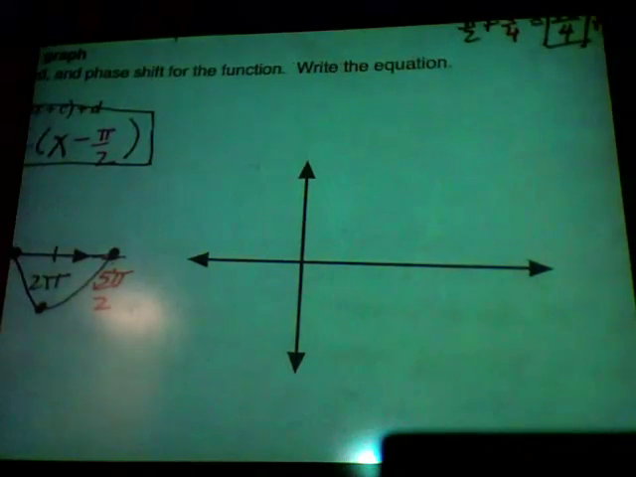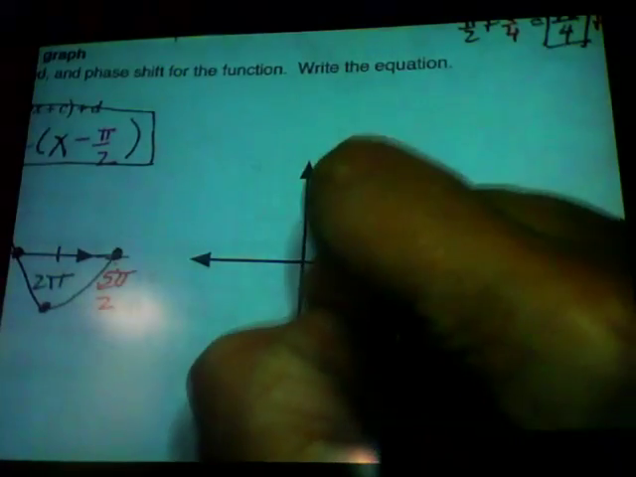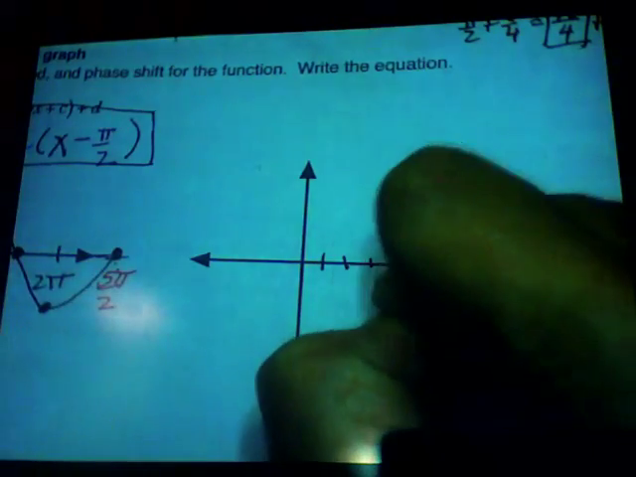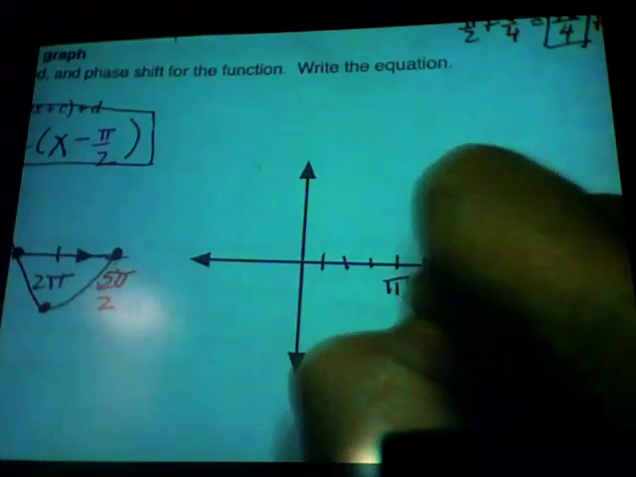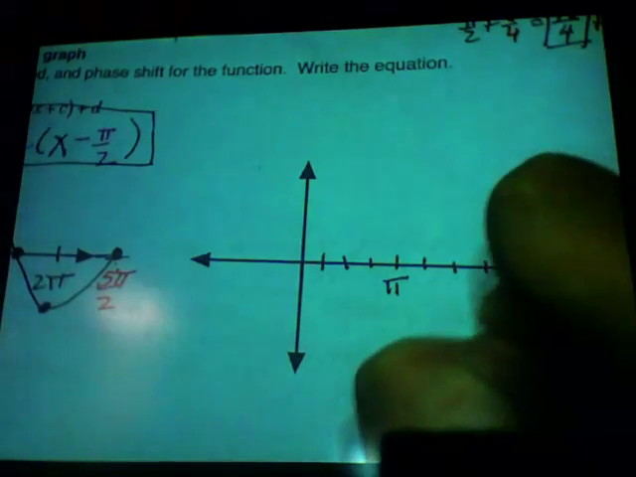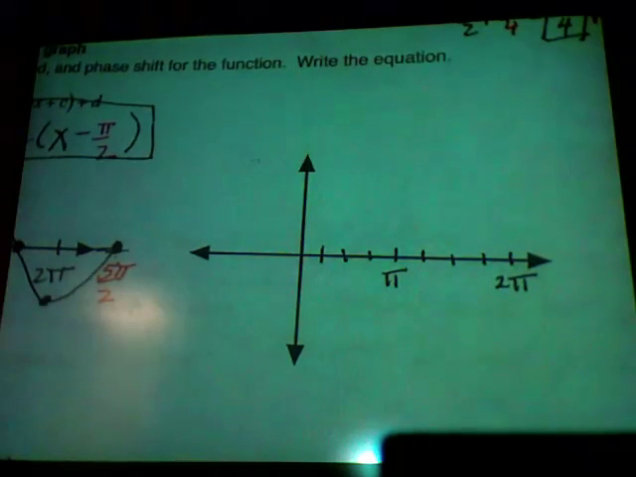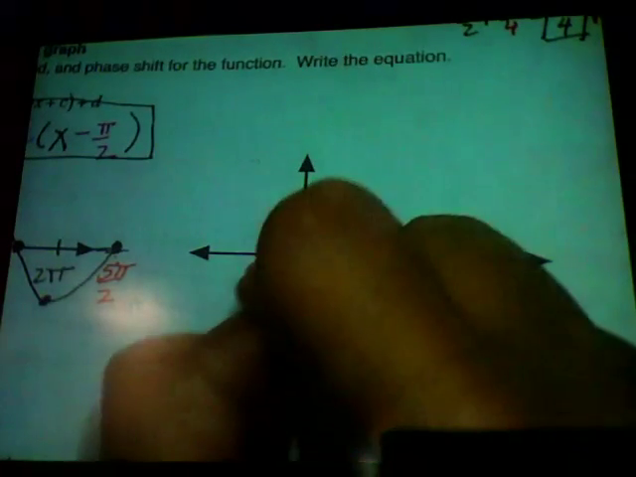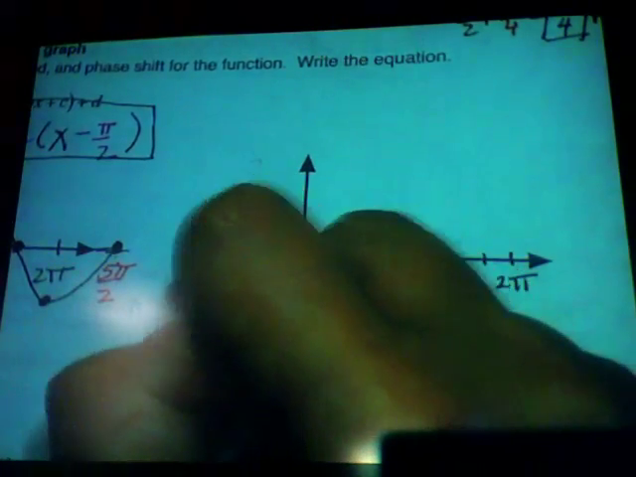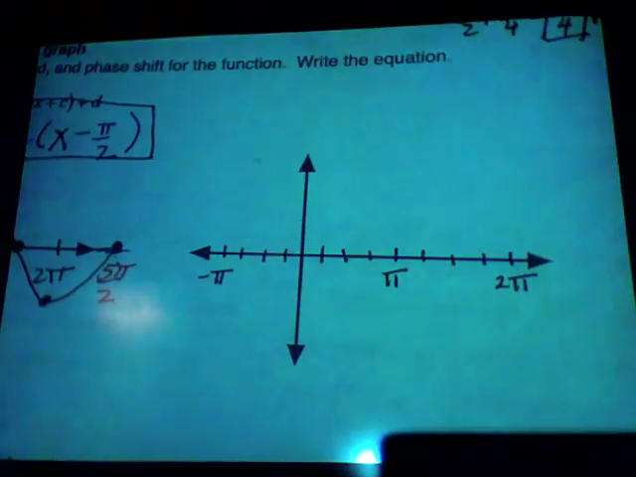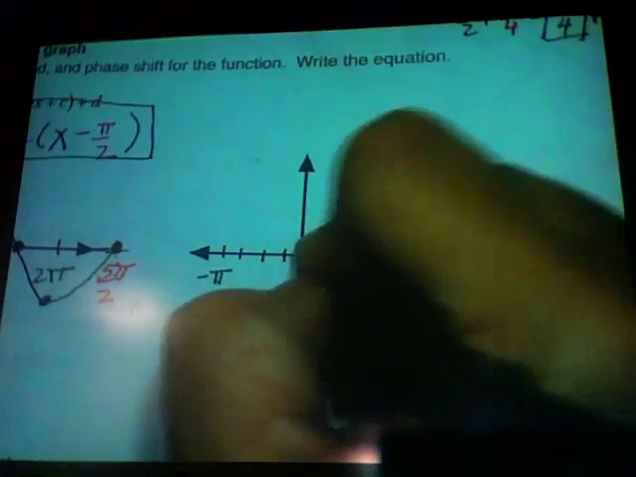So the next one, I want you to put in 1, 2, 3, 4, 5, 6, 7, 8 little hash marks here. So I'm counting by quarter pies. And then do that over here to the left, but only 4. And then I want your vertical scale, you need to have 8 on the vertical scale. Make it tiny.